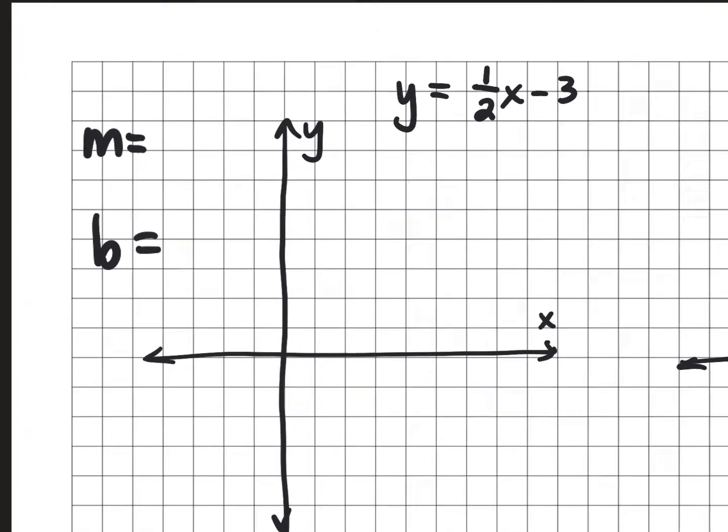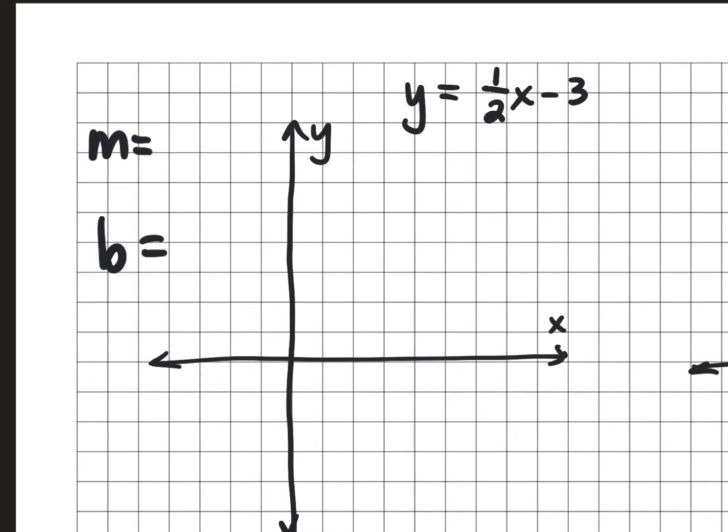So on this question, first we gotta find out what the slope and y-intercept are. Okay, so what's the slope here? Put it in this spot right here. So the slope is 1/2. Right? 1/2. Okay, very good. And then what's our y-intercept? The y-intercept is -3. So put -3 over there.